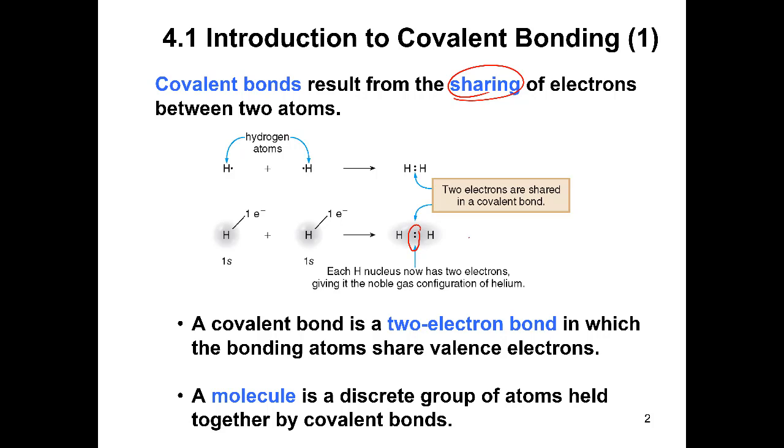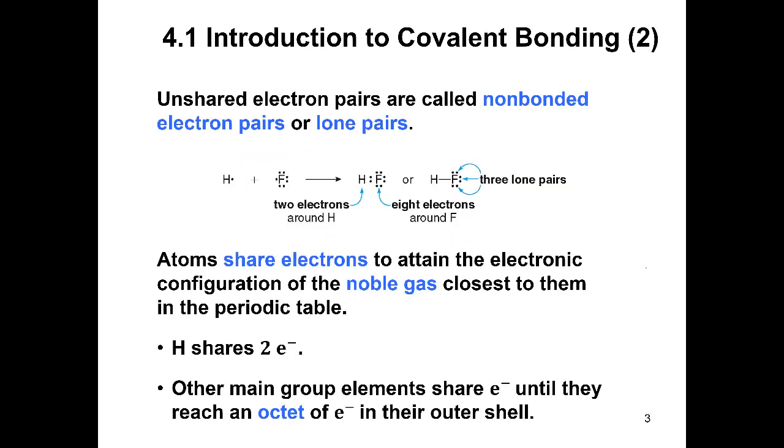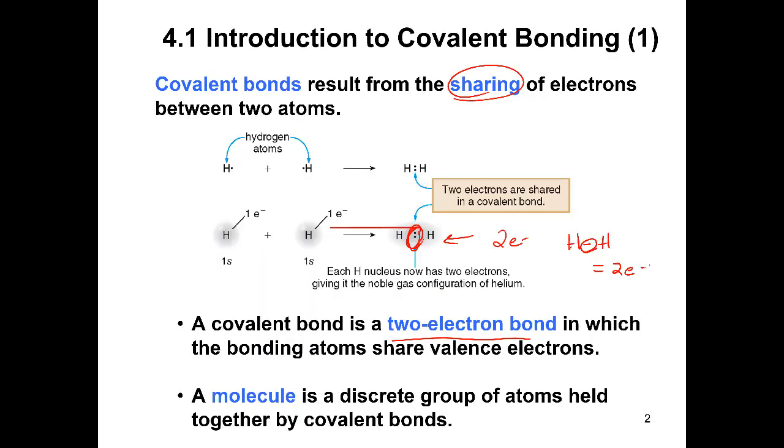Now, of course, hydrogen in this case only has 2 electrons because that's all that hydrogen can hold. A covalent bond is a 2-electron bond. So if you see the 2 electrons that are being shared here, or sometimes you'll see that written like this, that dash right there equals 2 electrons. Okay, so make sure you keep that in mind.